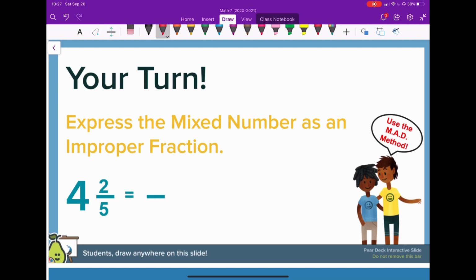Okay? So first thing I'm going to do is I'm going to write the denominator down, because if it's 5 over here, it's going to be 5 on my answer. It stays the same. Now I have to find the numerator. And how do I do that? By multiplying and then adding. So 4 times 5 is 20. And 20 plus 2 is 22. So the final answer is 22 over 5.